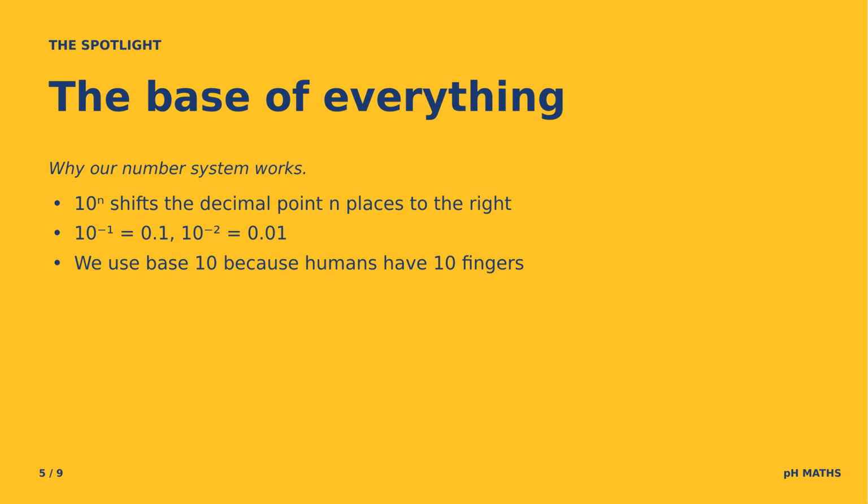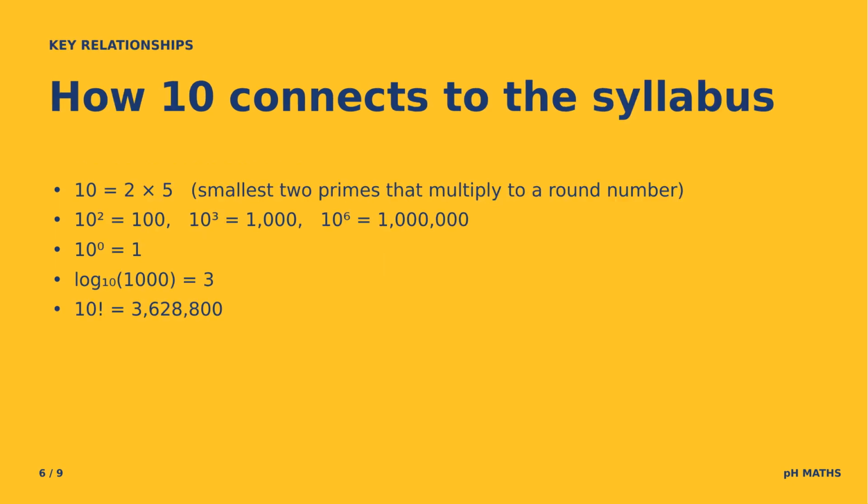The base of everything. Why does our number system run on 10? Because humans have 10 fingers. That's the actual answer. Mathematicians could just as easily have built everything on base 12 or base 16, and computers run on base 2, but humans counted on their hands first, so 10 gets the prime spot. 10 to the n shifts the decimal point n places to the right. Negative powers shift it to the left. The whole machine runs on that single rule.